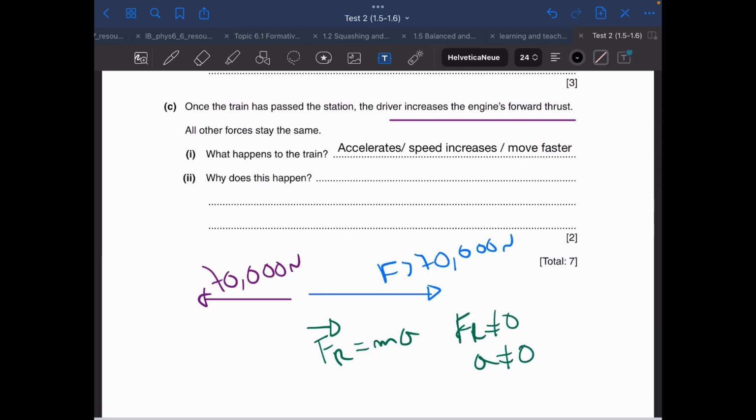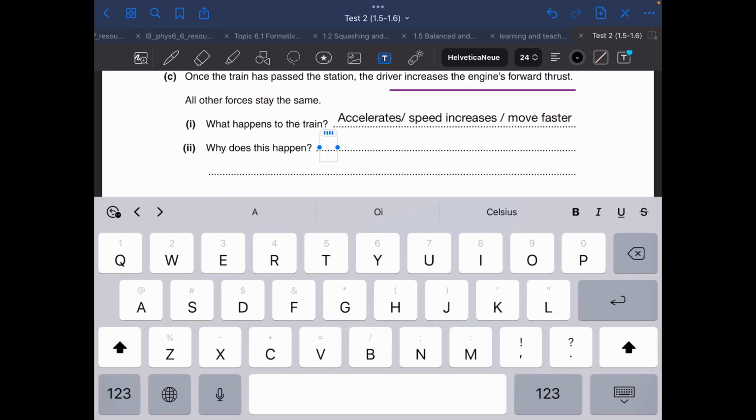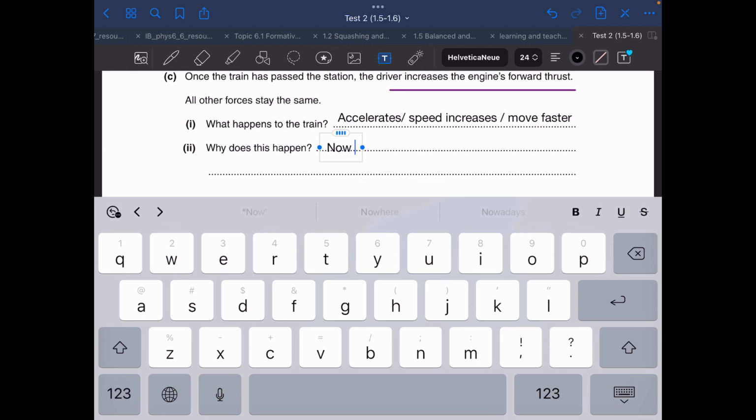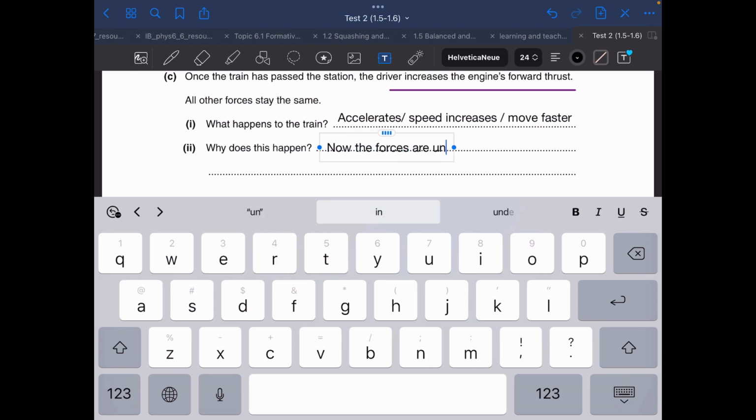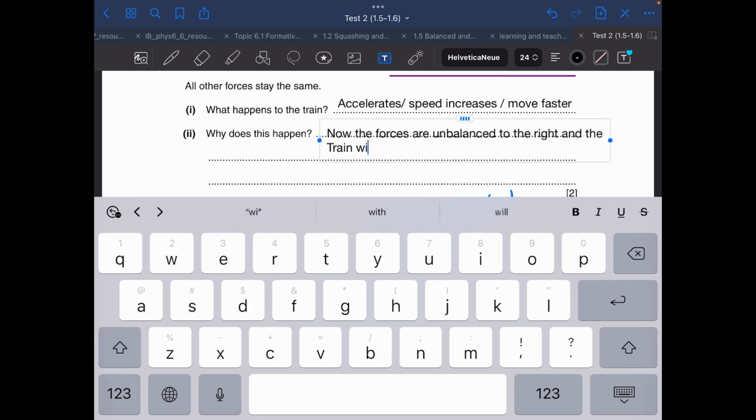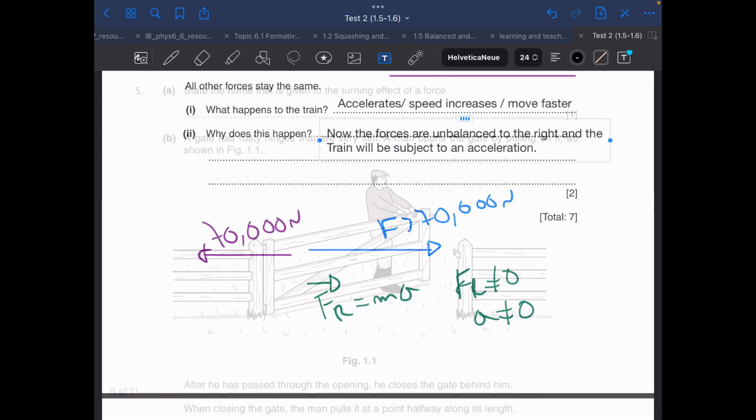And the next one, why does it happen? I just explained to you. It happens because now the forces are unbalanced to the right. And the train will be subject to an acceleration. Okay? Acceleration. That's better. Great stuff.